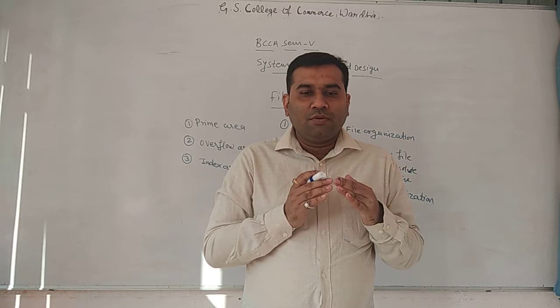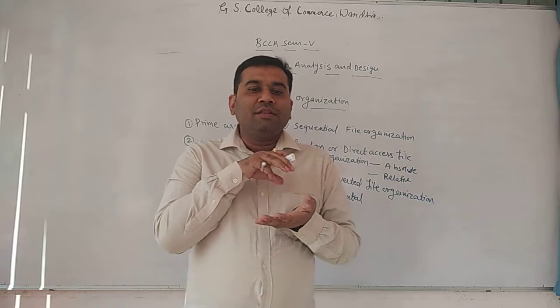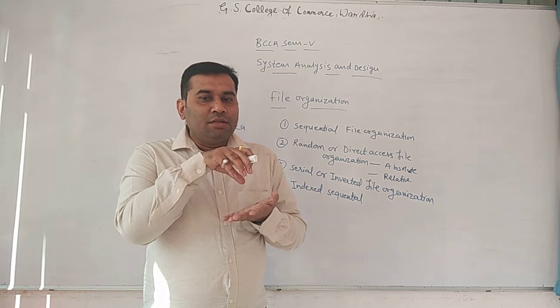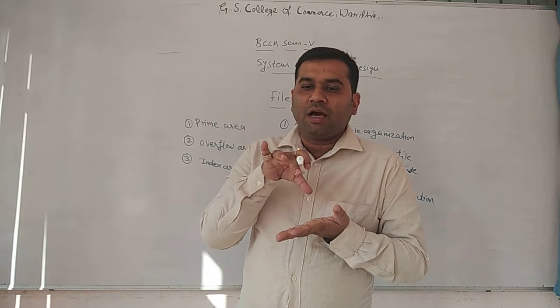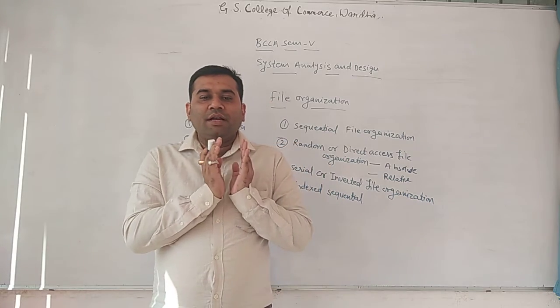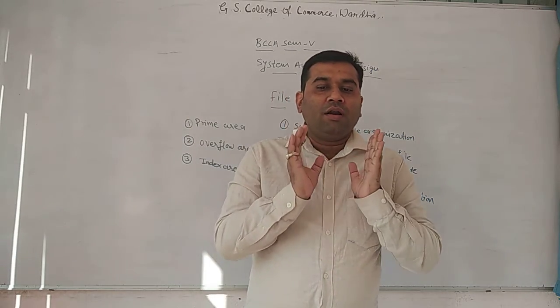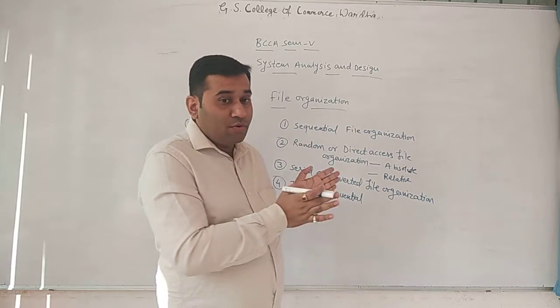Second is the overflow area. In the indexed sequential method, the disk storage has three areas. First is the prime area, overflow area, and the index area. The prime area contains the file records stored by the key or ID number. All records are initially stored in the prime area. Second is the overflow area.